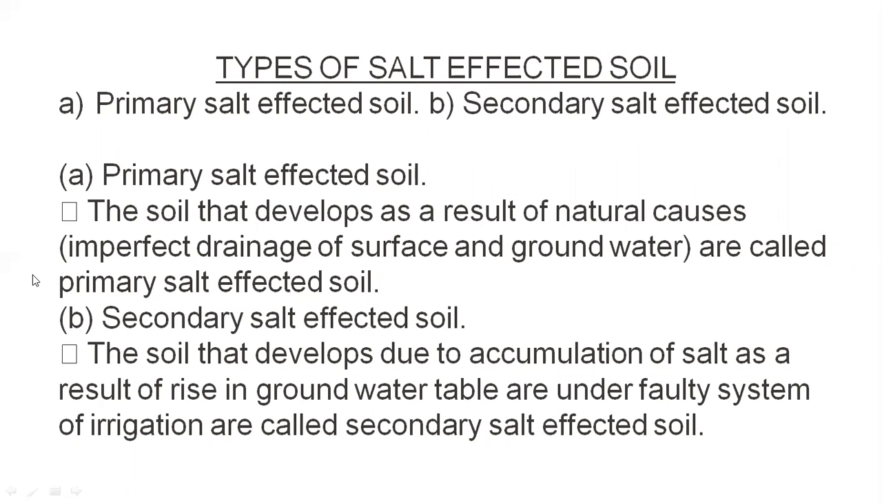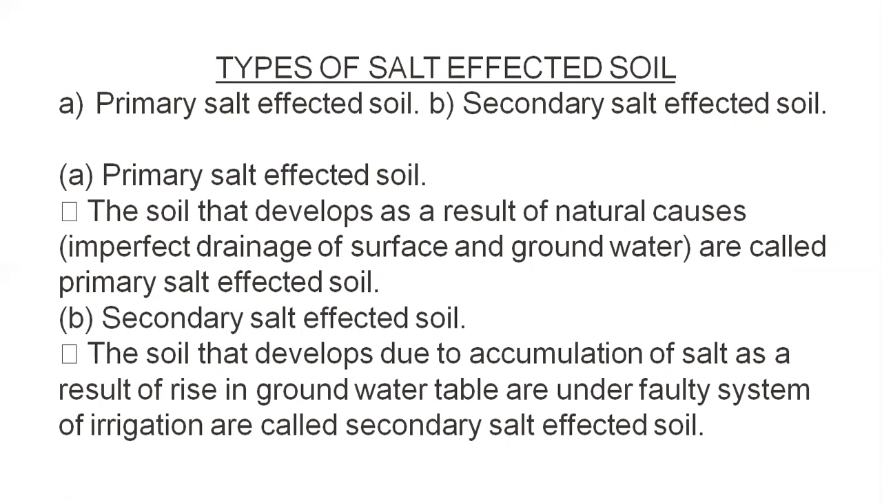What is primary salt affected soil? The soil that develops as a result of natural causes, such as imperfect drainage of surface and groundwater, is called primary salt affected soil, which is produced by natural reasons. The causes or the reasons would be natural. In that case, that type of soil will be known as primary salt affected soil.